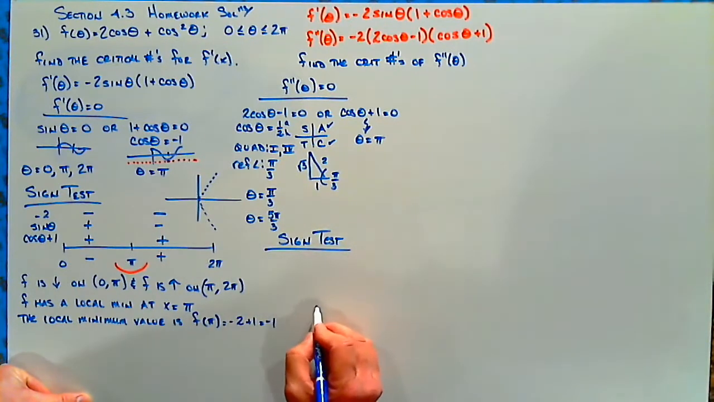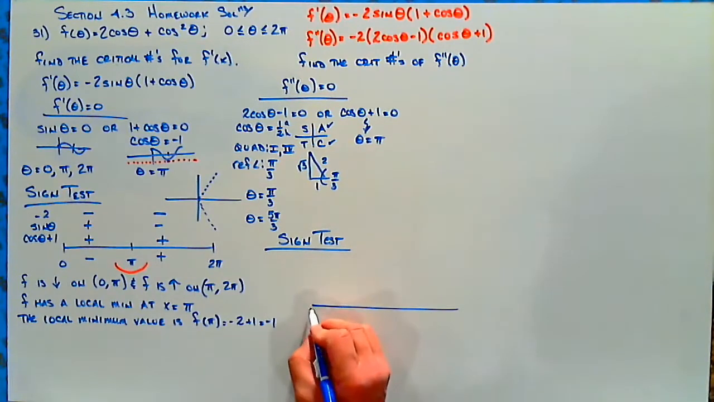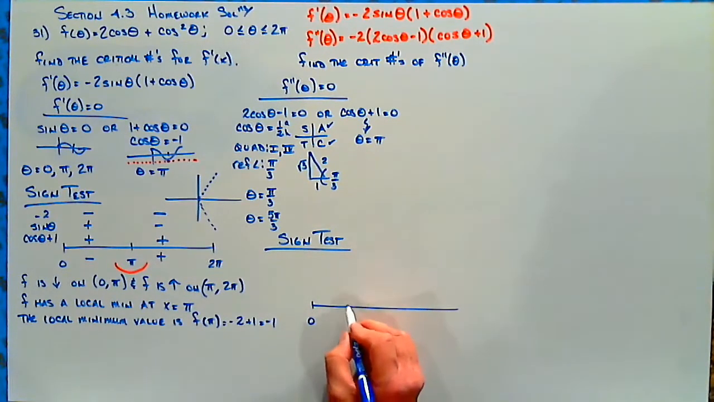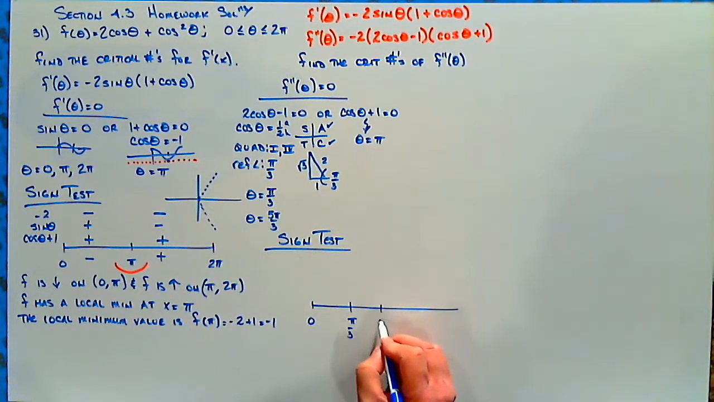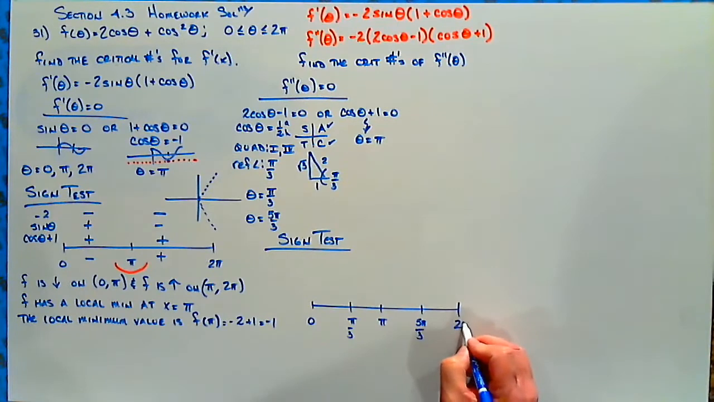Now, what does that mean for us? Well, it means we're going to plot all of our critical values. Remember, we're beginning at 0. Our first critical value is pi over 3. Right? So we'll just put that down. Scale doesn't matter. Then we have pi. Then we have 5 pi over 3. And then we have 2 pi.